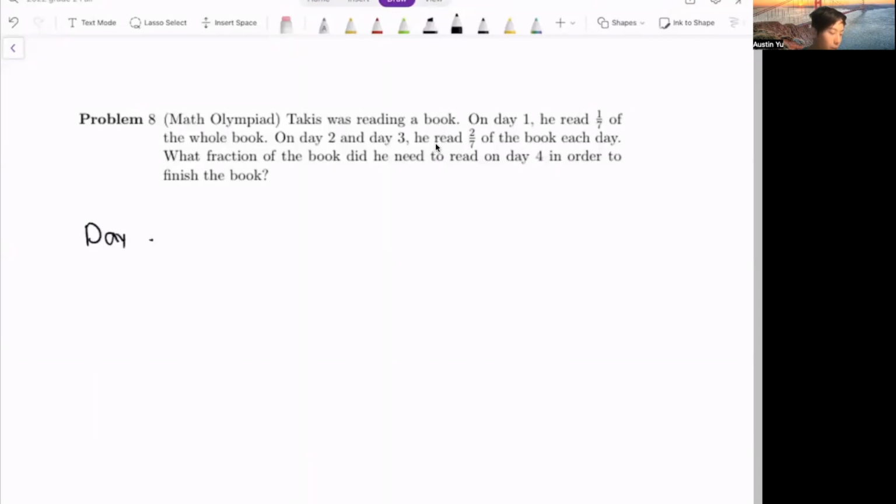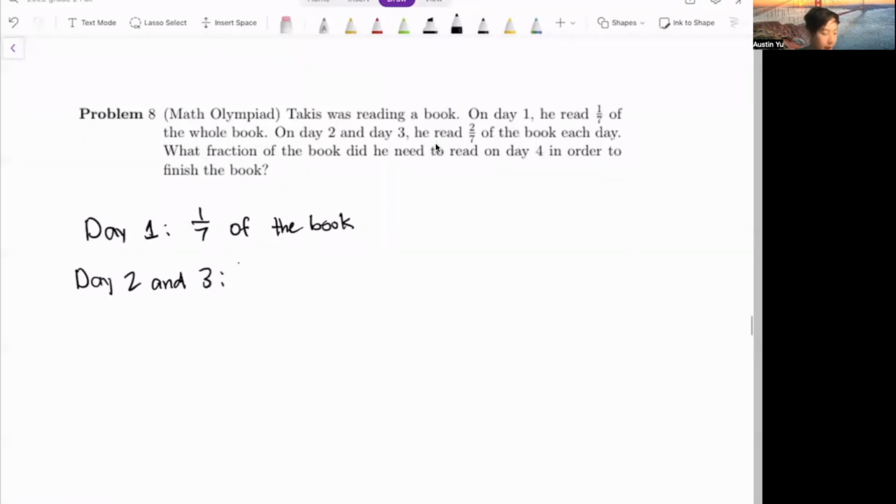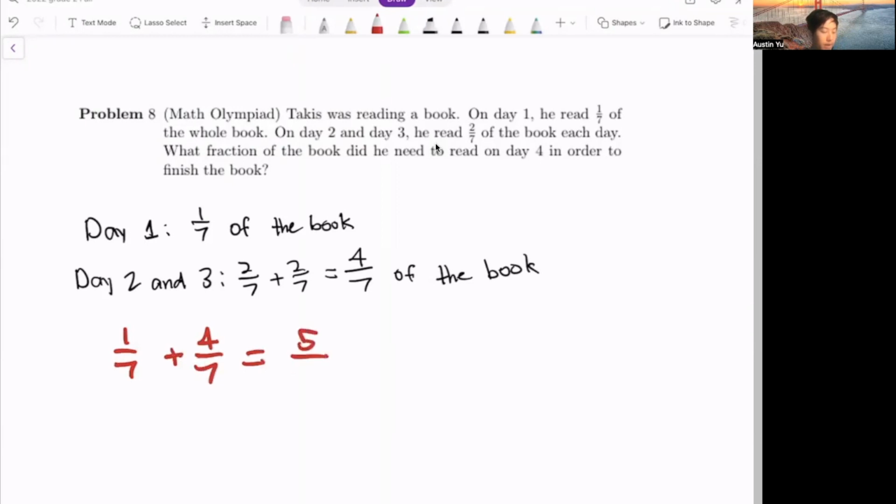So we know that on day 1, he read 1/7 of the book. And then on day 2 and 3, he read 2/7 of the book for each of these 2 days. So that means that 2/7 plus 2/7 equals 4/7 of this book read in these 2 days. Because as we see here, when we add 2/7 plus 2/7, we only need to add the numerators, not the denominators. Therefore, on day 2 and 3, he read 4/7 of the book. Therefore, we add up these two. So 1/7 plus 4/7 equals 5/7.